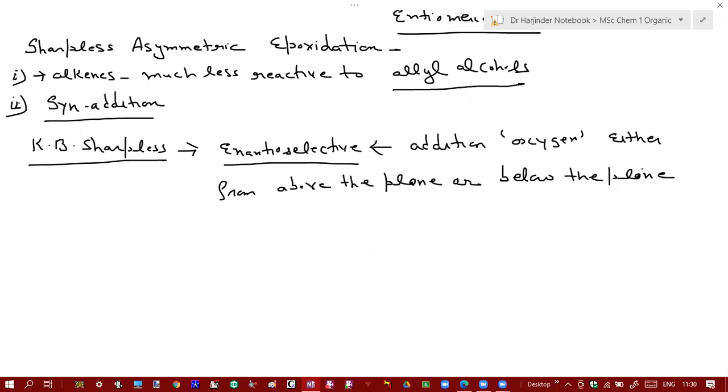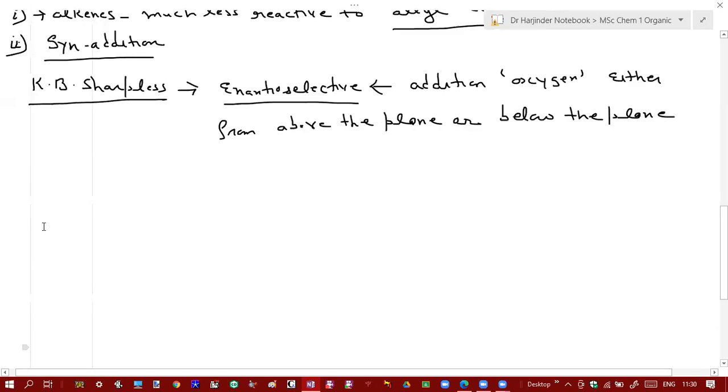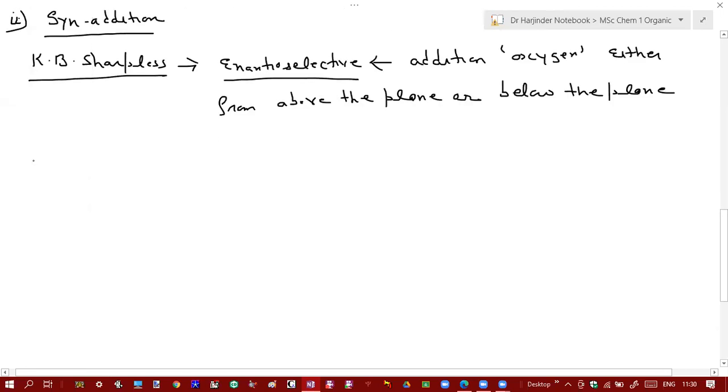Now, what is this reaction? So tell me, what are allyl alcohols? What is an allyl group? It is C double bond C.